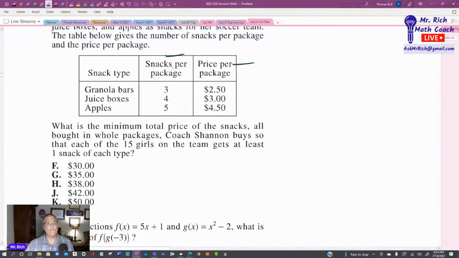All right, so she's got 15 girls on the team. I'm going to need 5 boxes of granola bars. I'm going to need 4 boxes here. 4 times 4 will get me to at least 15. And I'll need 3 of these.